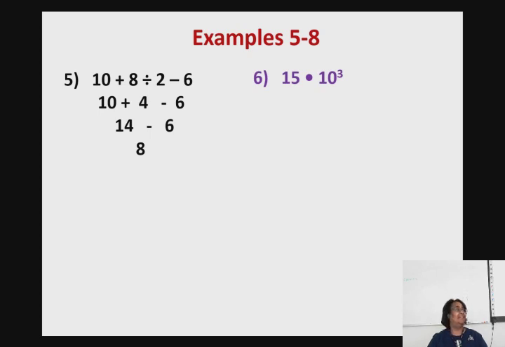The cube, 10 to the third power. What's 10 to the third power? 1,000. So that's 15 times 1,000. And then what is my answer for the product? 15,000. So that one was kind of easy.